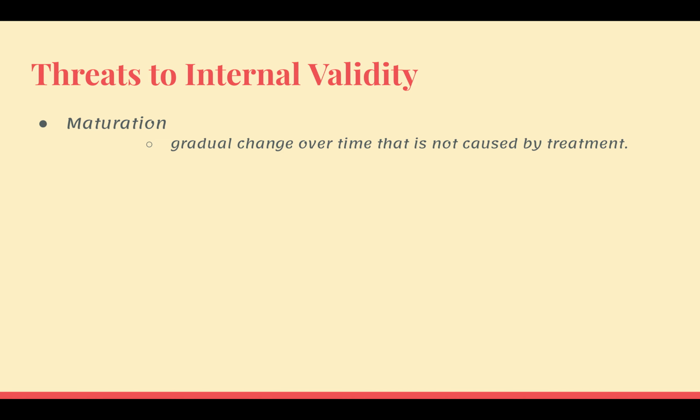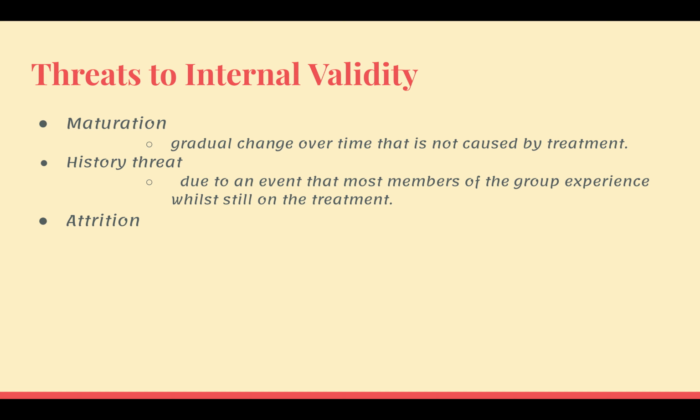Maturation is a gradual change over time that is not caused by treatment. History is a threat that happens due to an event that most members of the group experience while still on the treatment. Attrition is when participants drop out of a study, but only counts when it's systematic, meaning a specific subset of participants all drop out. An instrumentation threat is when the measurement process changes over time. A testing threat is when the participant changes as a result of repeated testing.